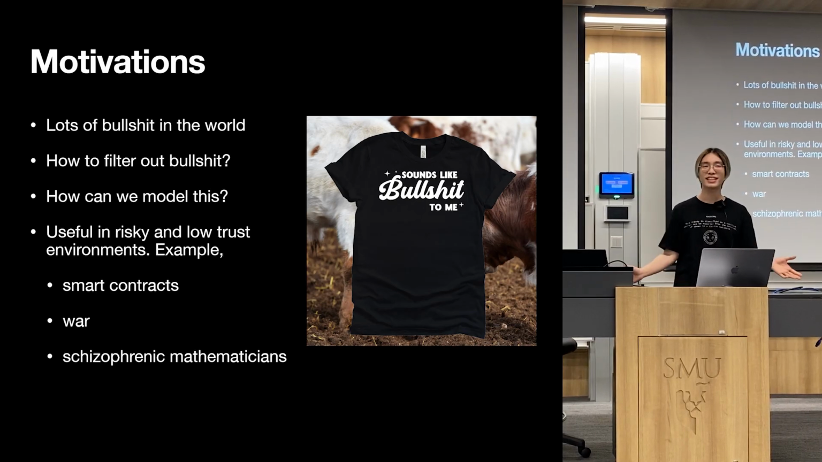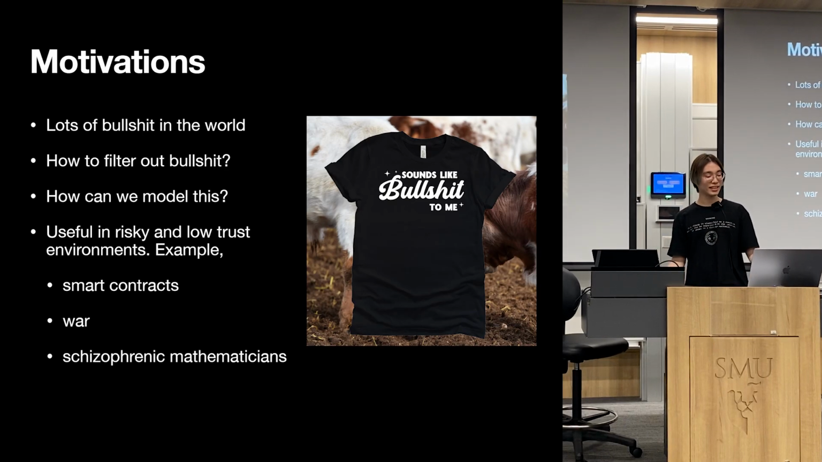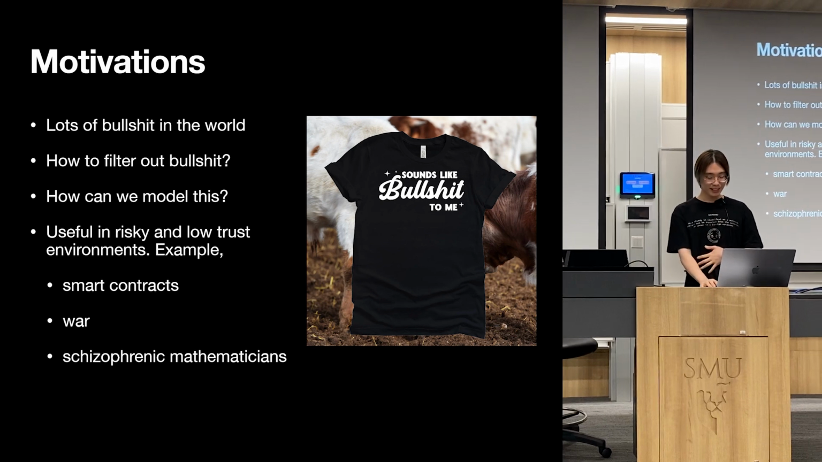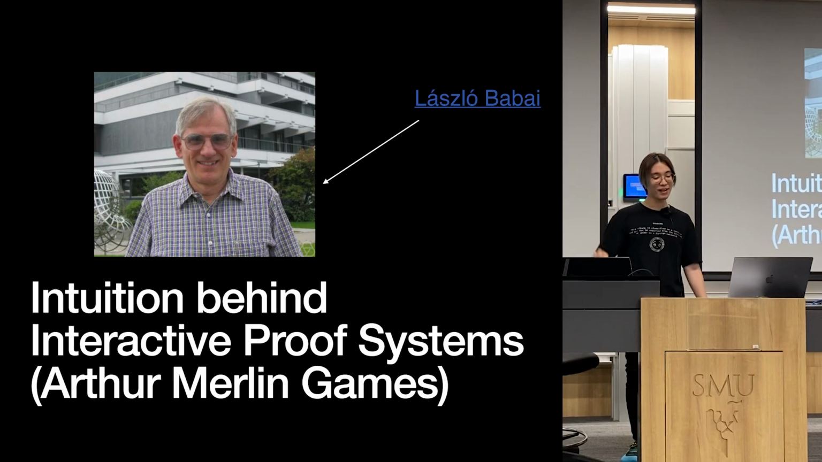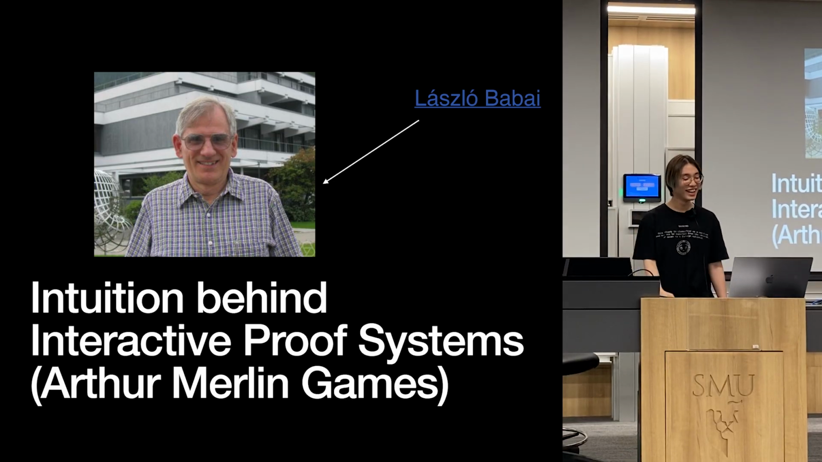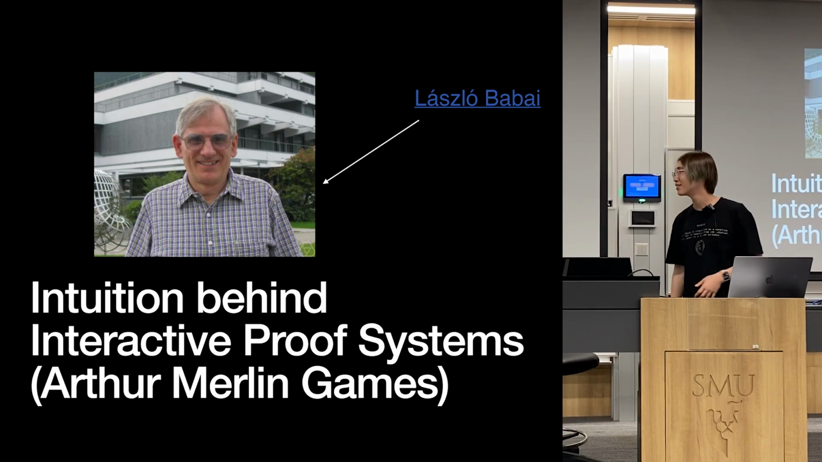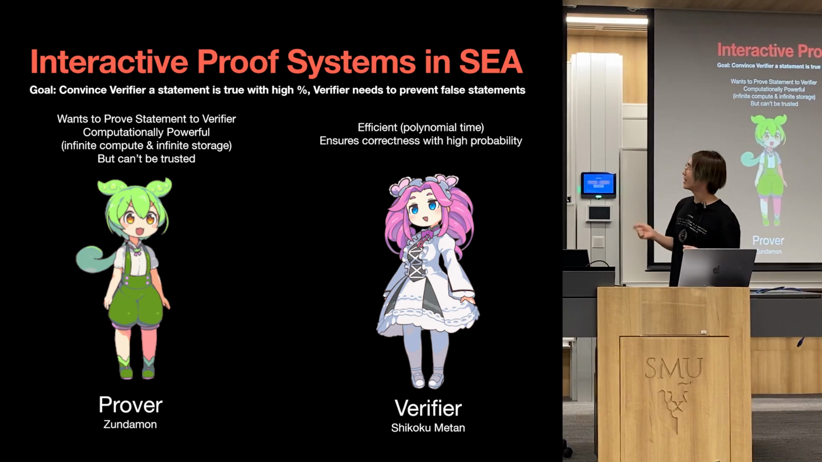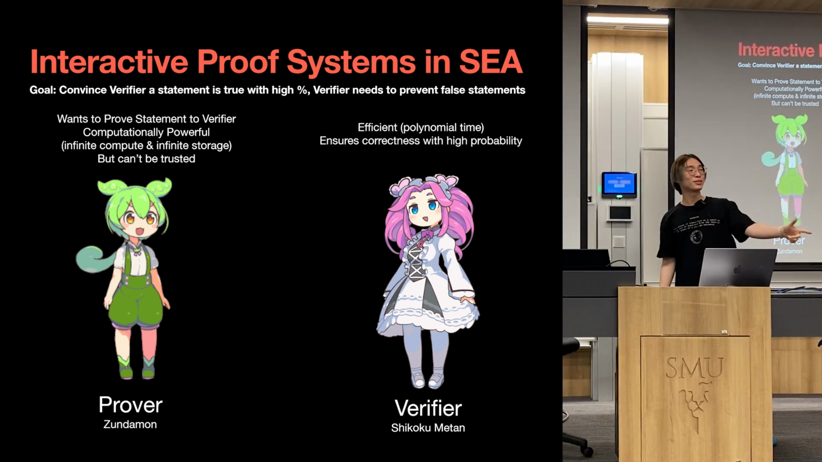There are many risky and low trust environments in the world. Think of things like smart contracts, war, and so on. But yeah, it seems like schizophrenic mathematicians are the ones who came up with this idea. So the guy who came up with this concept of interactive proof systems is, I can't pronounce his name, Laszlo Babai. So I remember his name as Babai. Basically it came from this concept of Arthur-Merlin games, and they use the concept of graph isomorphisms and coin tosses. But we're gonna talk about applying it to Southeast Asia. Yeah, you recognize Zundamon and Shikoku Metan? Okay, great. I guess there are a lot of weebs in this place.